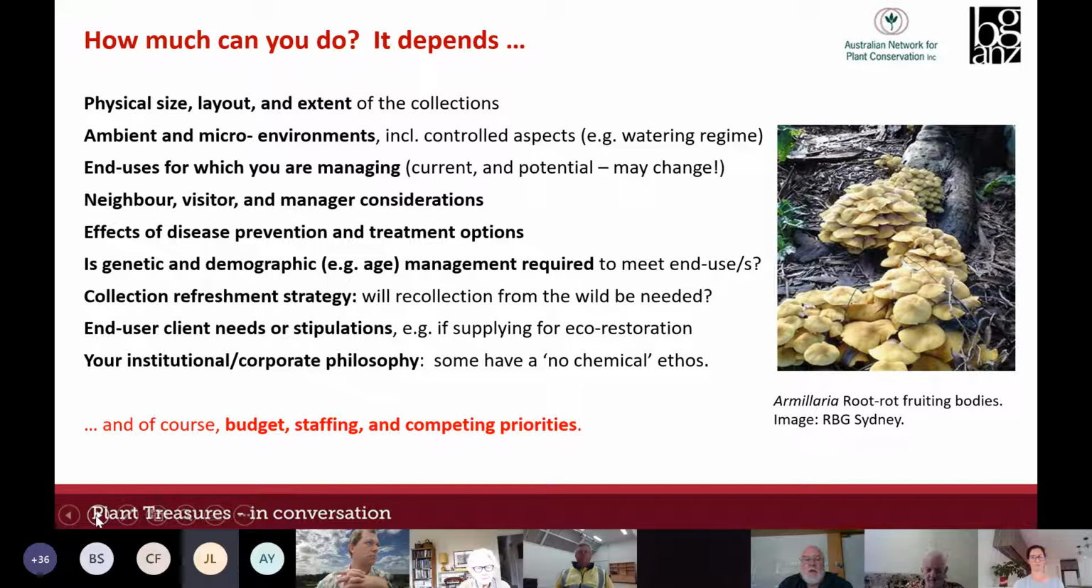Those people have got to be on board very often. And the effects of disease prevention and treatment options that you may have available have to be taken into account. There may be end user stipulations on contracts that you've got for supply of material, and you may have a corporate or institutional philosophy. For example, some regional botanic gardens have a no chemical ethos. And that's obviously a major consideration. Next slide, please.